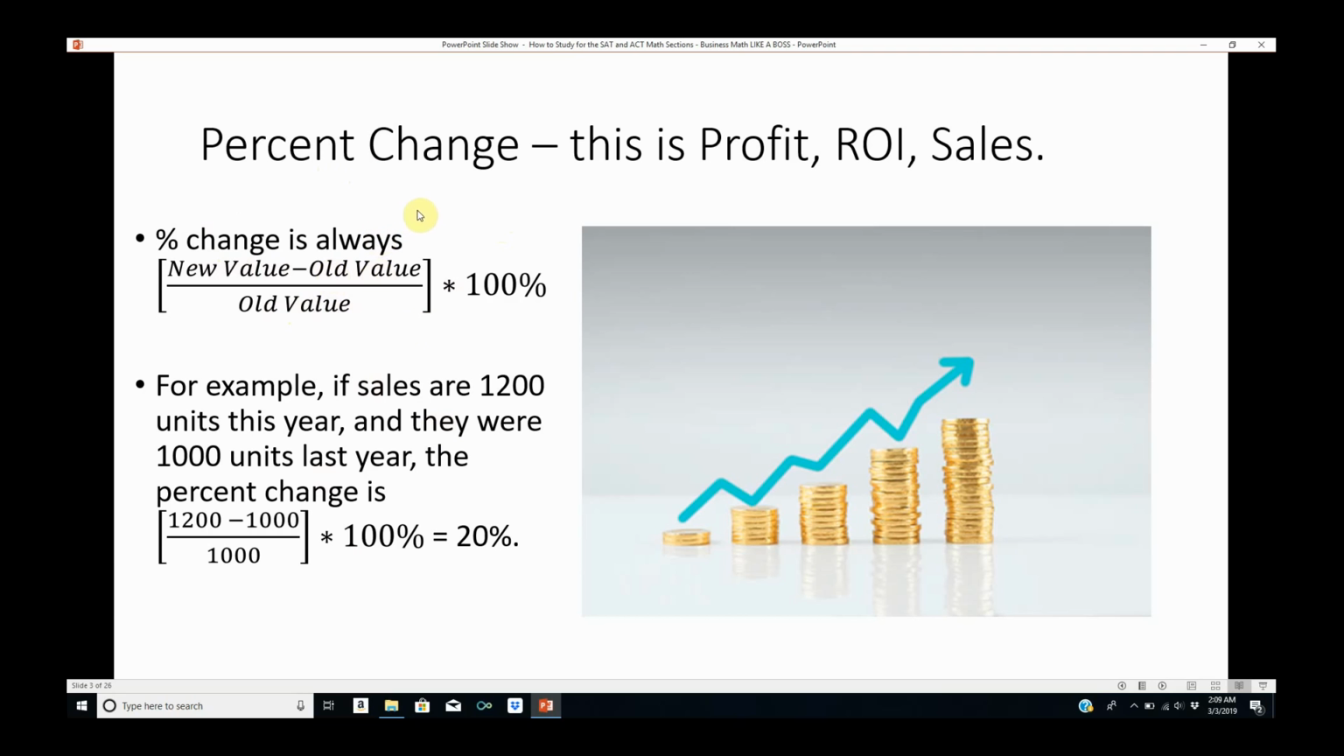You might also recognize this from when you do percent error in chemistry or physics class, or percent yield. You would take the value that you found minus the generally accepted value over the generally accepted value, the true value, times 100%.